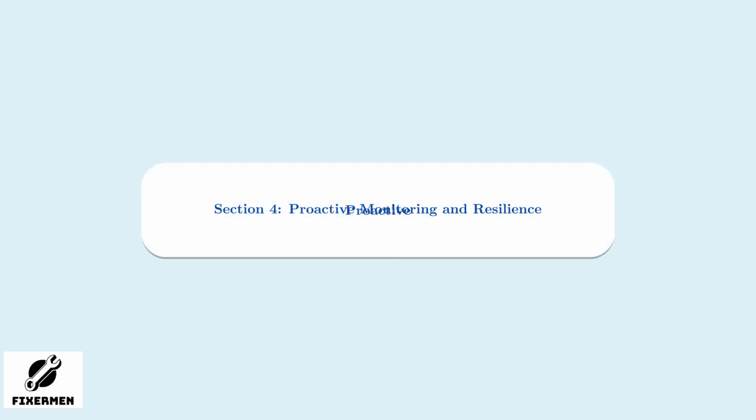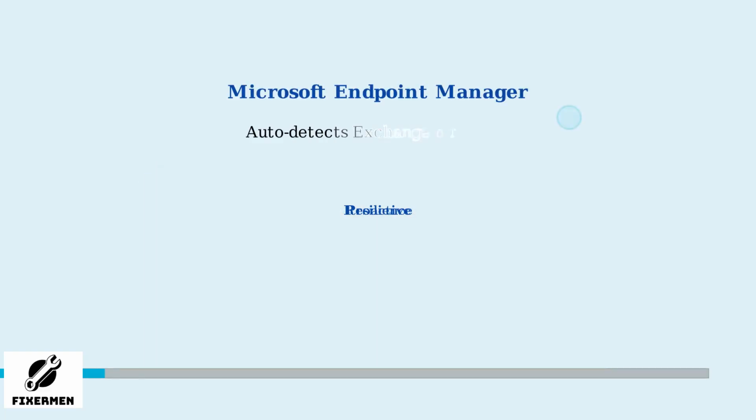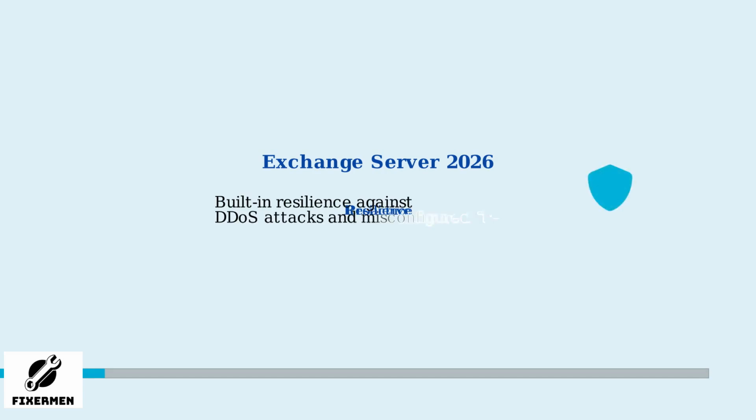Microsoft Endpoint Manager now auto-detects Exchange outages and pushes updates. Exchange Server 2026 includes built-in resilience against DDoS attacks and misconfigured firewalls. We'll explore these proactive measures to prevent connectivity disruptions.